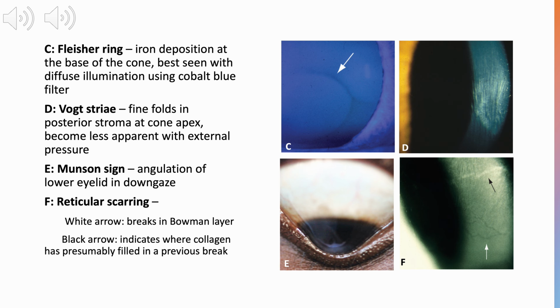Figure E shows the Munson sign, a late finding in advanced keratoconus. Here, the cone's protrusion causes a visible angulation of the lower eyelid when the patient looks downward. It is a classic but relatively uncommon sign, as patients are usually diagnosed before reaching this stage.